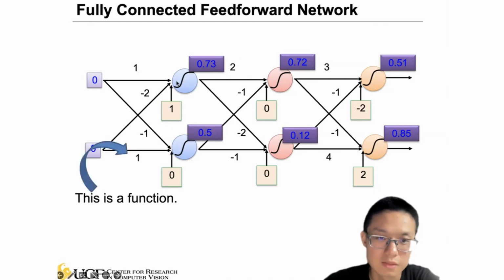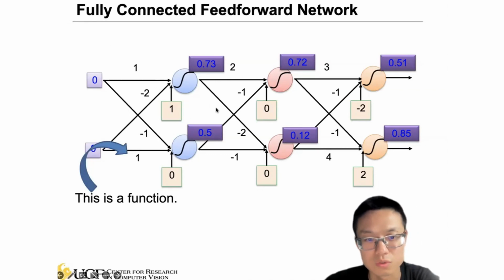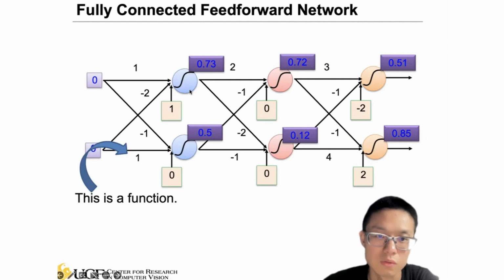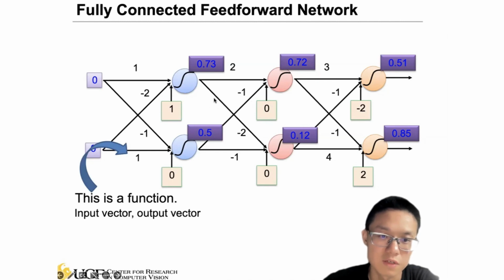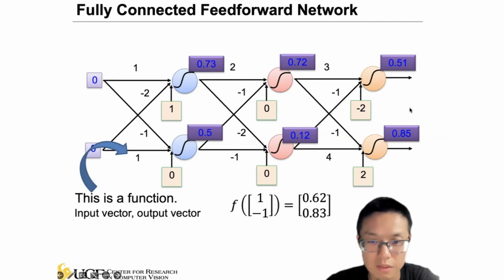So basically, this network architecture, the weights and the bias terms specify a specific mapping function, right? If we change these weights, we'll change to a different function. So this network can actually define a set of functions, determined by different weights. We also have an input vector and an output vector, so we can simply write this in vector form.